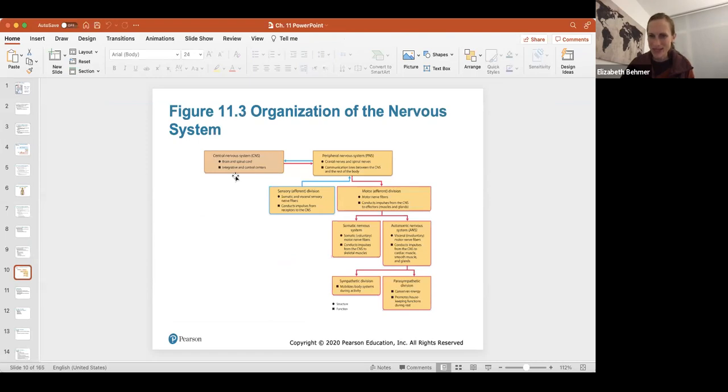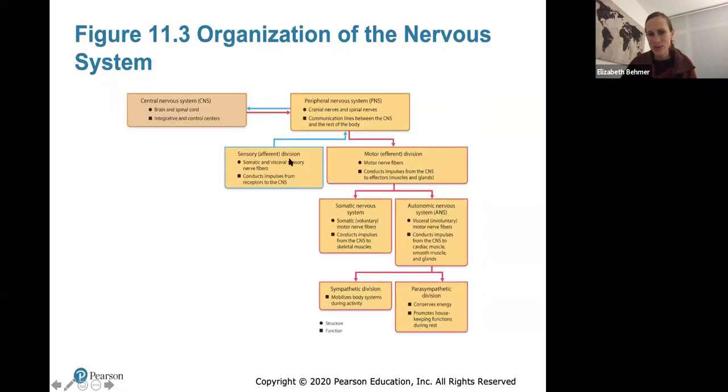So here we have the organization of the nervous system and what I just went over, and I'll go ahead and make this a little larger for you. So here we have your CNS and your PNS, and the peripheral nervous system is what I want you to focus on in these divisions, understanding the sensory, afferent division, and the motor, efferent division. We divide the motor or efferent division into a somatic and autonomic nervous system. The autonomic nervous system then has the sympathetic and parasympathetic division. There is a test question about the difference between your sympathetic and your parasympathetic division.